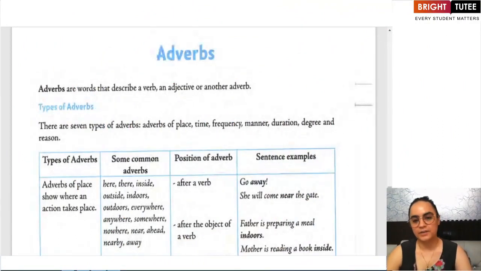In this class, we are going to begin with the second topic of the grammar portion, which is given in Class 11th Alternative English, Nagaland Board, which is adverbs. In the previous videos, we've discussed verbs and the types of verbs. Now, in this class, we shall discuss adverbs.